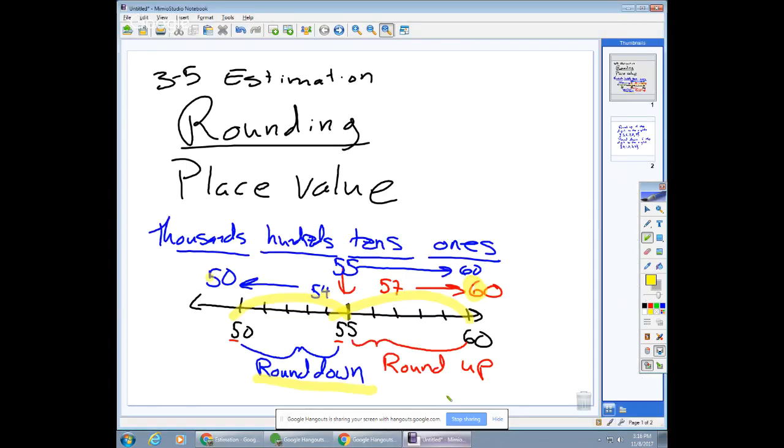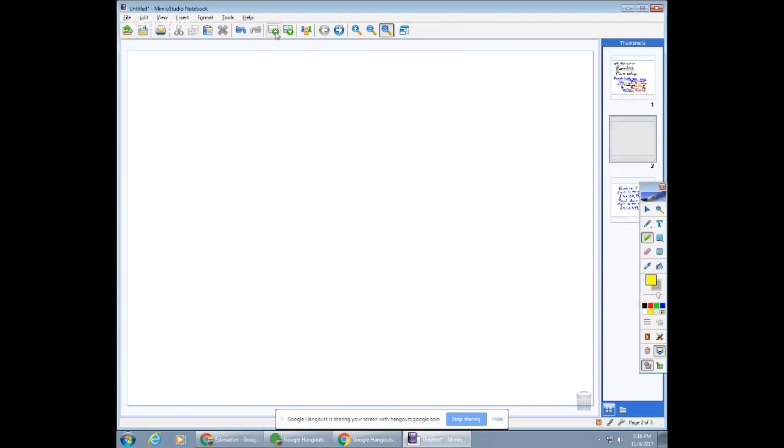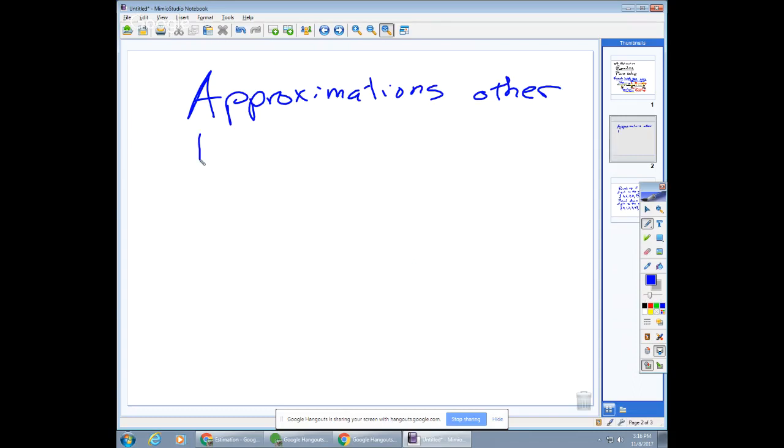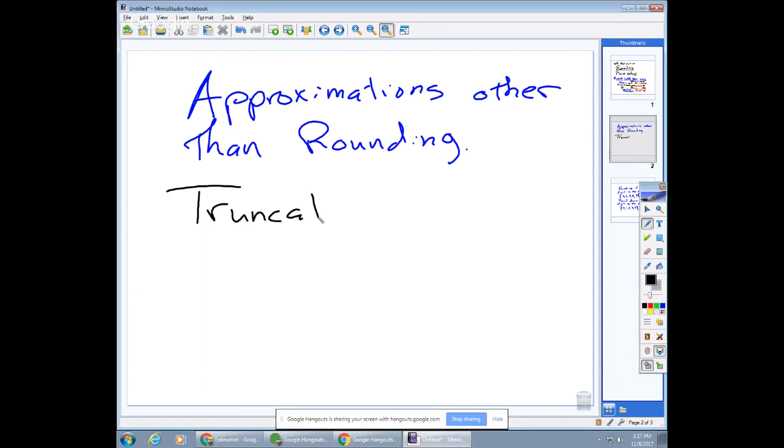All right, so rounding's pretty basic. You're all pretty good at that. You've been doing it forever. We don't always round though. So there are other ways to approximate numbers. So we're going to play with some other techniques. The biggest one that's used, and this is used in banking a lot, is the idea of truncating. And truncating is essentially the same thing as always rounding down.